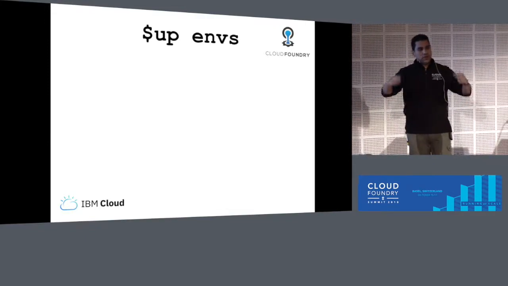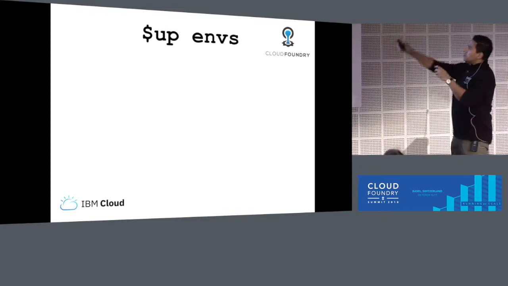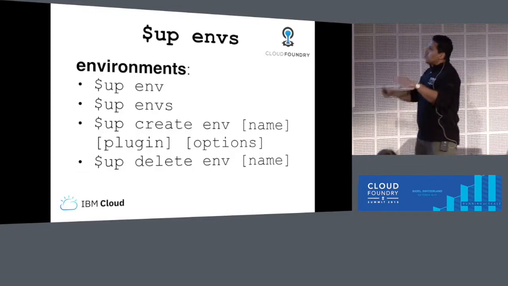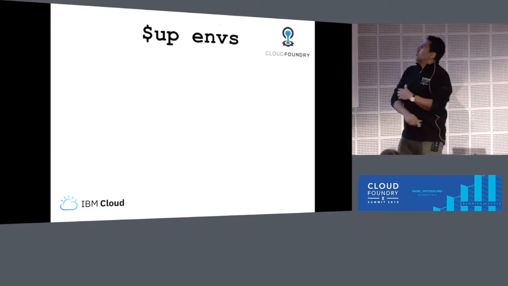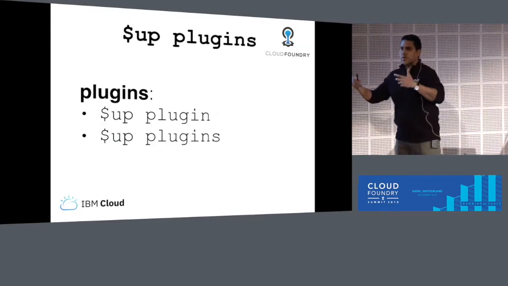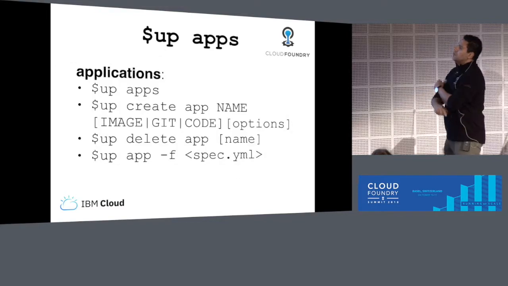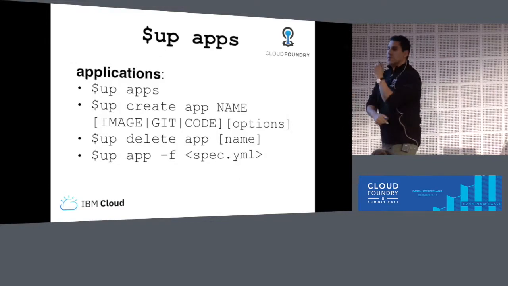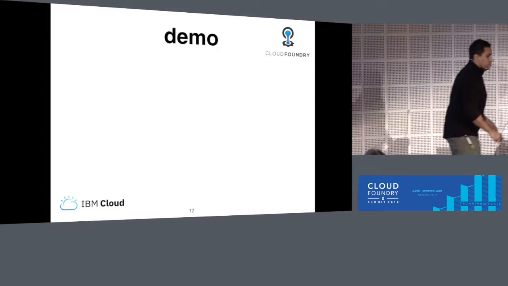So here are some examples, and then we'll get to code to see it. You can do something like UP envs, and it shows you the different environments. You can create environments, delete environments, and so on. You can check what plugins are available, and of course the current plugin that's being used. You can check apps. You can create apps, delete apps, and so on. And then I'll do a demo. So let's see it live instead.